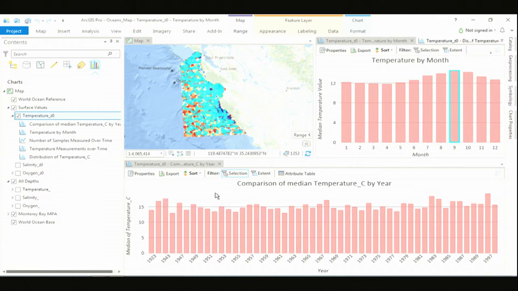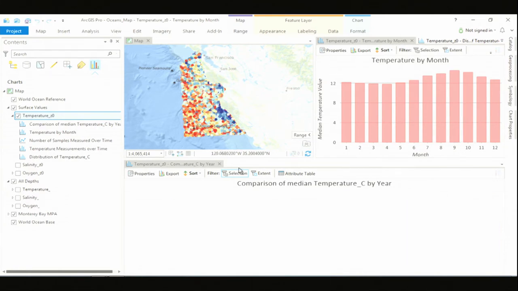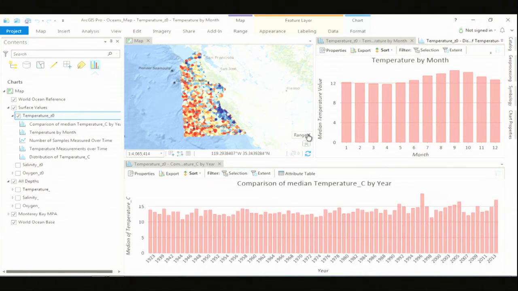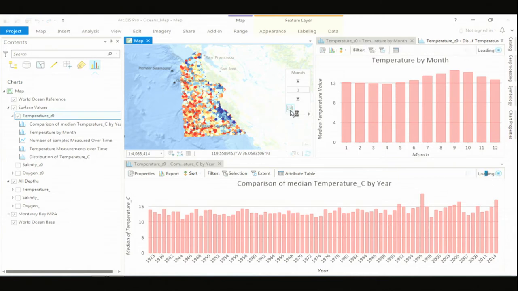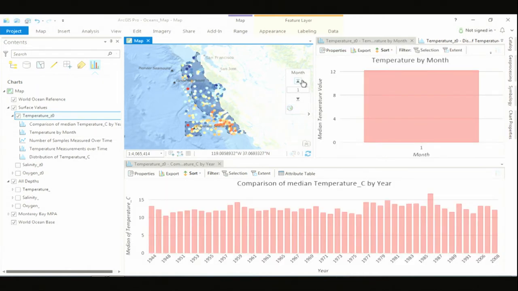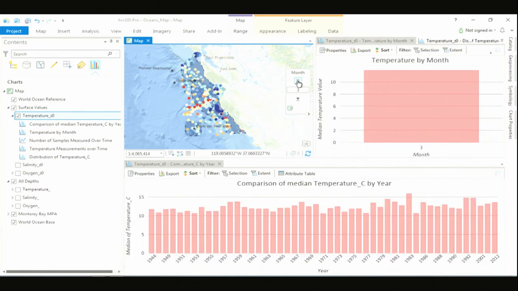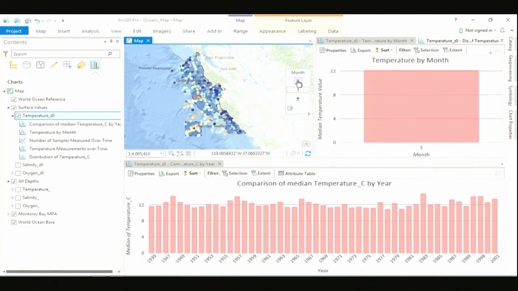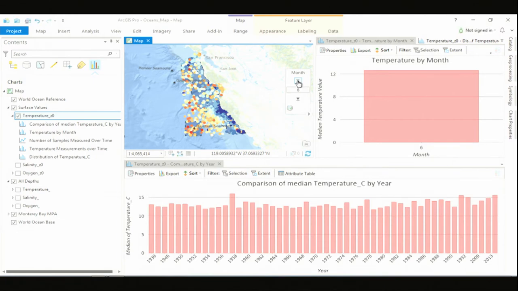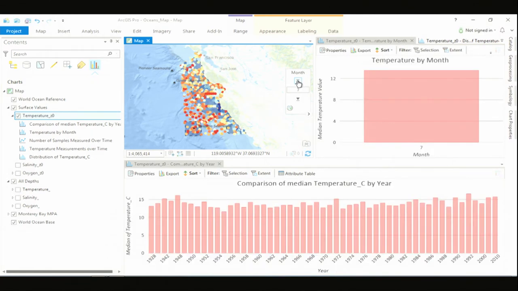So I've been looking at these changes month to month. Another way to do that would be through a range slider. So I can actually see the map update as well as the charts as I cycle month to month. Starting here in January, we see our measurements, and we can cycle through as the charts and the map update, and take a look at those different months.